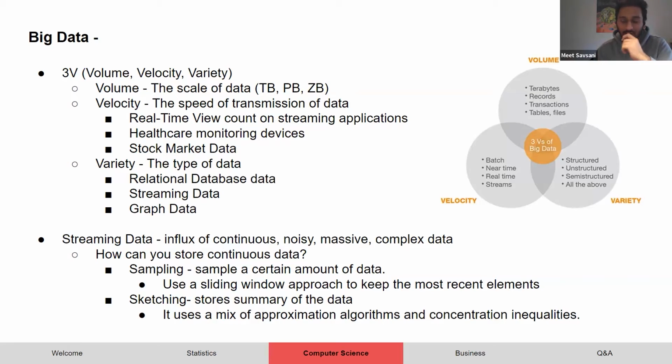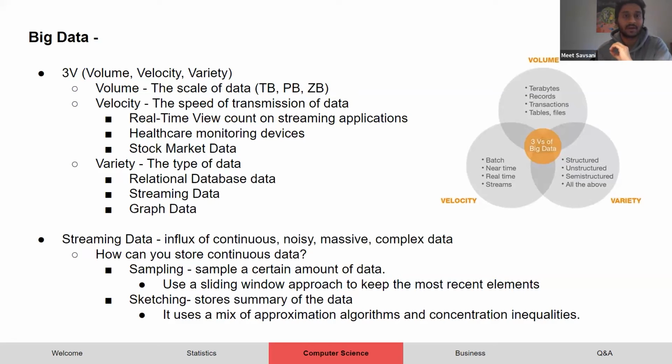This type of data is changing every millisecond. For example, if you want to store the log of a satellite on its trajectory, how would you store it? The trajectory of a satellite is changing every millisecond, and you have to store the log of each and every millisecond of it. So what are the methods to store continuous data? One method is sampling. Sampling uses a sliding window approach to keep the most recent elements. For example, in a batch of 100, we'll store only the last 10 data points. So this is a sliding window approach, and it only samples a certain amount of data.